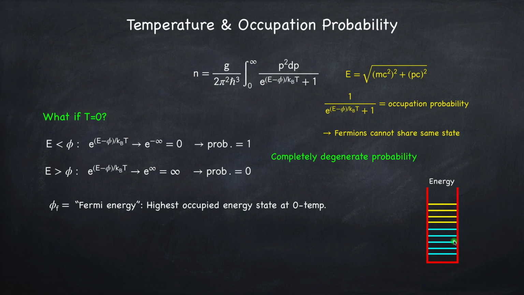So here the blue states are occupied and the yellow states are unoccupied. And this was what we define as 0 temperature. The highest occupied energy state will be the Fermi energy.